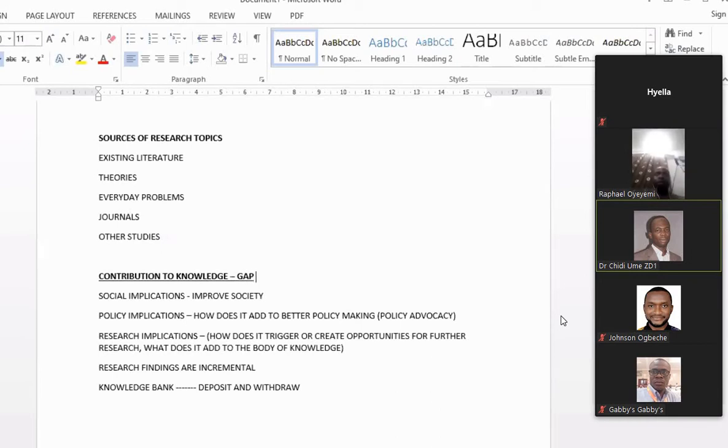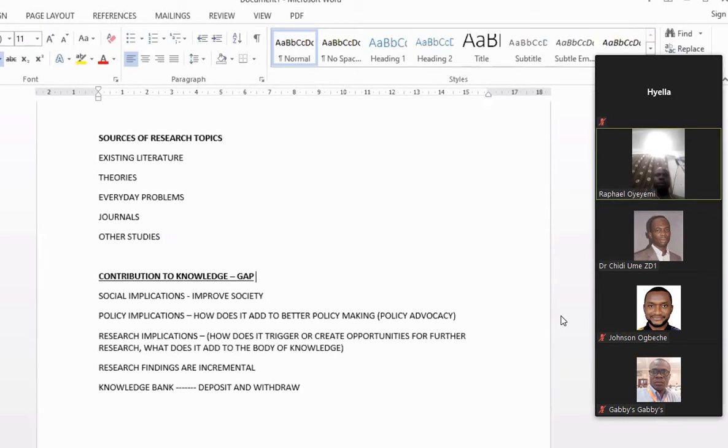Gap is that hole; it tends to block, it tends to fill. So what would be the gap of this research in terms of social implication? How does it improve society? What would be the research gap in terms of how it adds to better policy making? Then what would be the gap in terms of research implication? How does it trigger or create opportunities for further research?